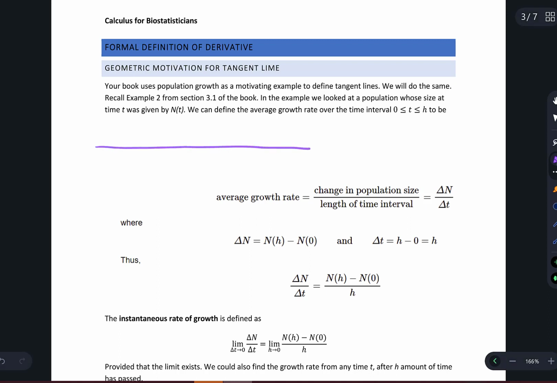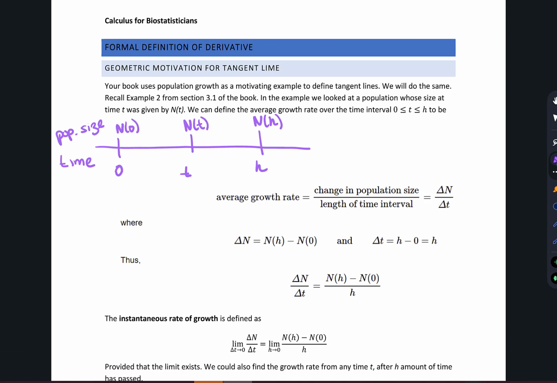So here I've got a timeline. I'm going to put time below the line, and I'm going to put population size above it. What we're saying is at time 0, we have the population size at time 0. At time t, we have the population size at time t. And at time h, we have the population size at time h.